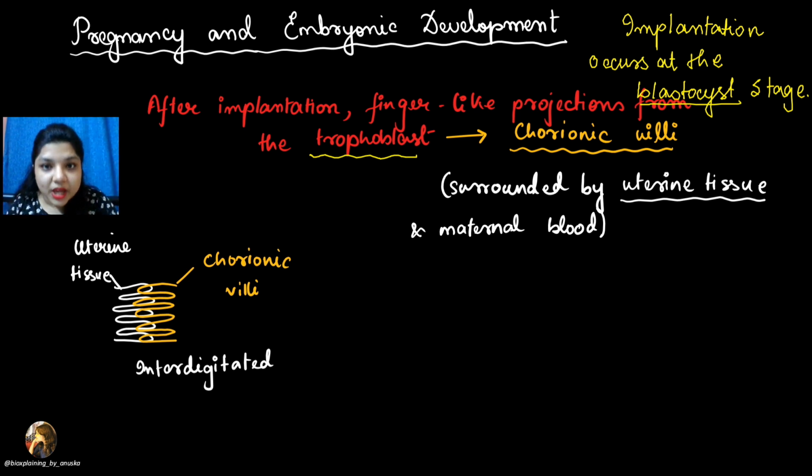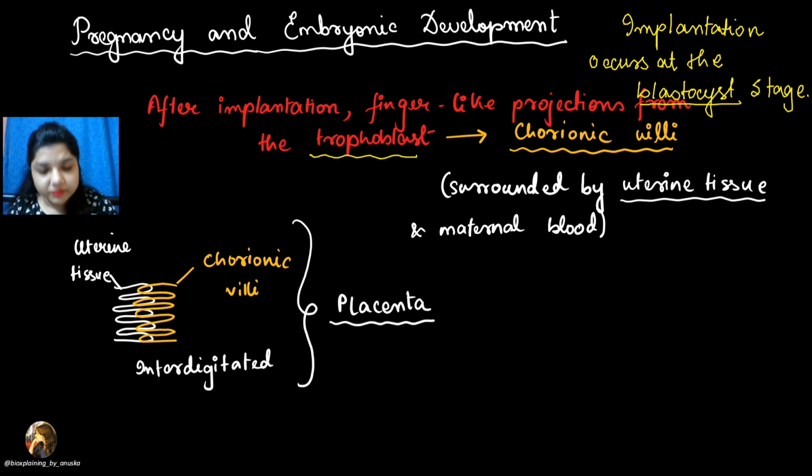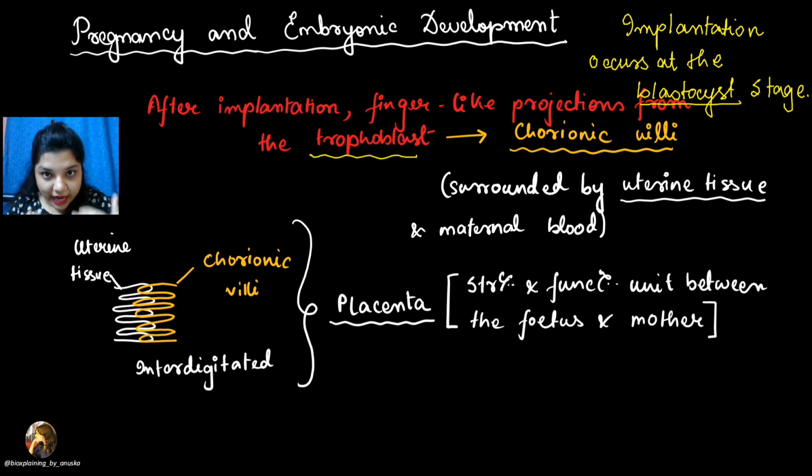What do we call that structure? We call it the placenta. So once again, chorionic villi from the trophoblast get interdigitated with the uterine tissue and lead to the formation of the placenta. What is the placenta? The placenta is the structural and functional unit between the fetus and the mother. The fetus part is the chorionic villi and the mother part is the uterine tissue. I hope this is fine.